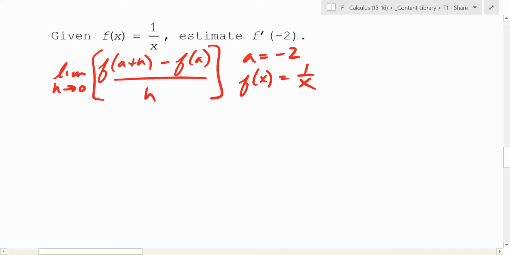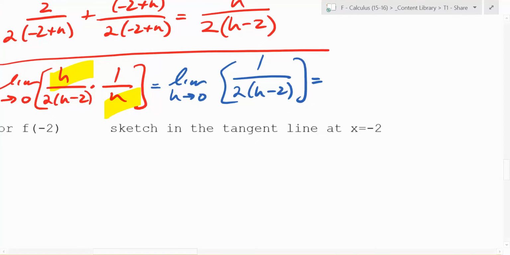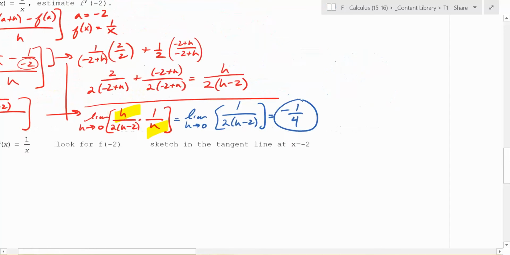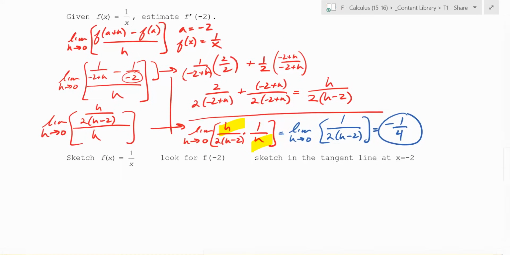So let's write this out and see what it comes out to be. Well, actually, you do it first. Try it algebraically by yourself first. It's now the limit as h goes to 0 of what? 1 over what? 2 times h minus 2. Can you now plug in 0 for h? So what's that answer going to be? -1/4. Correct. This is a bunch of algebra that you have to be able to do.